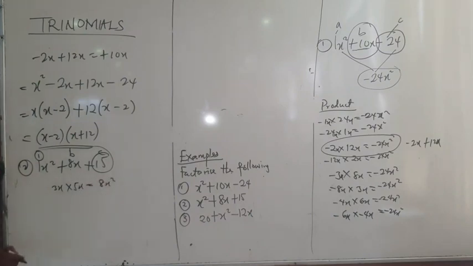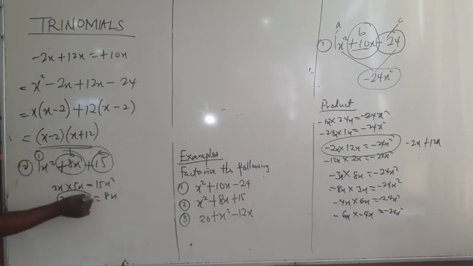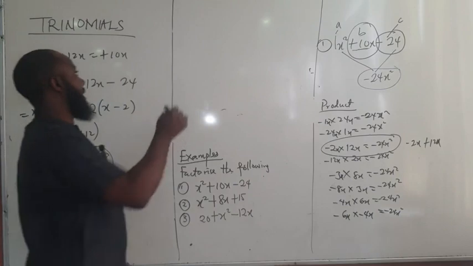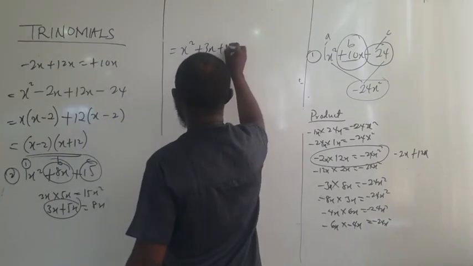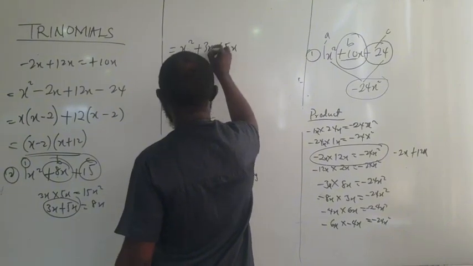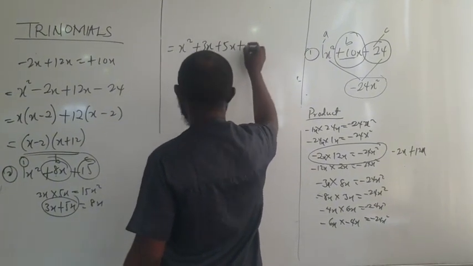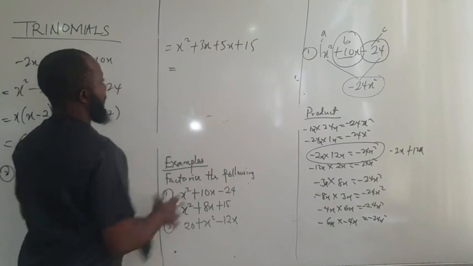15x squared. Are you with me? So that means that 3x plus 5x will give us 8x, which is what we have at the beginning. So we can then replace this plus 8x by what? By 3x plus what? 5x. So we then have x squared plus 3x plus what? 5x. I hope this is clear. Plus 15. So we have 4 terms.